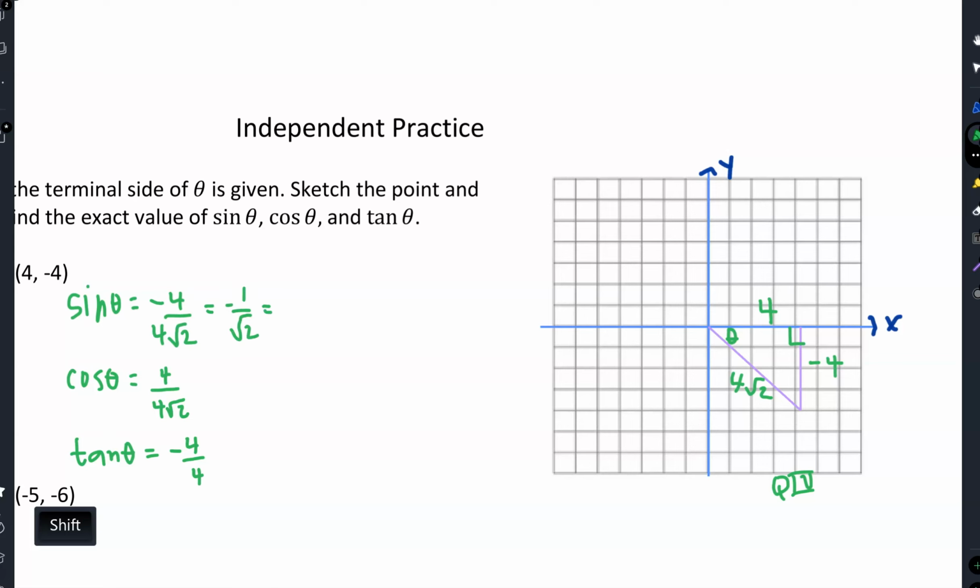We don't like square roots in the denominator, so we rationalize it. So we multiply both the numerator and the denominator by square roots of 2. So this ends up being negative square roots of 2 over 2. Same thing here, so we have 1 over square roots of 2. Multiply both the numerator and the denominator by square roots of 2. So you end up with a positive square roots of 2 over 2. And this is just a -1.